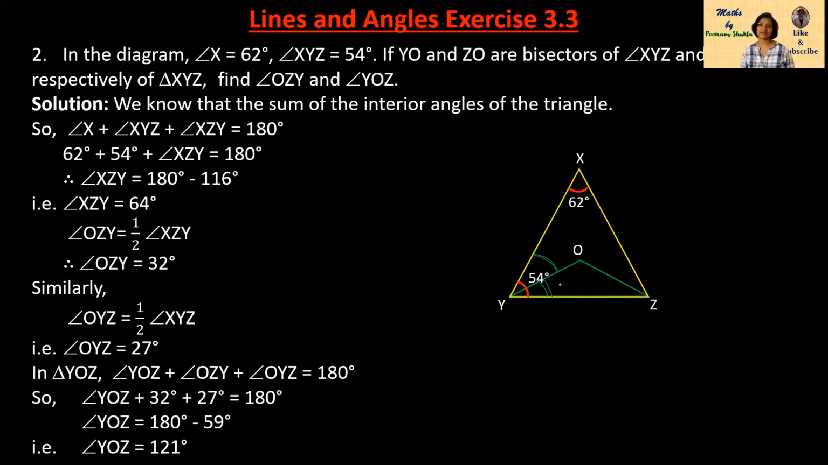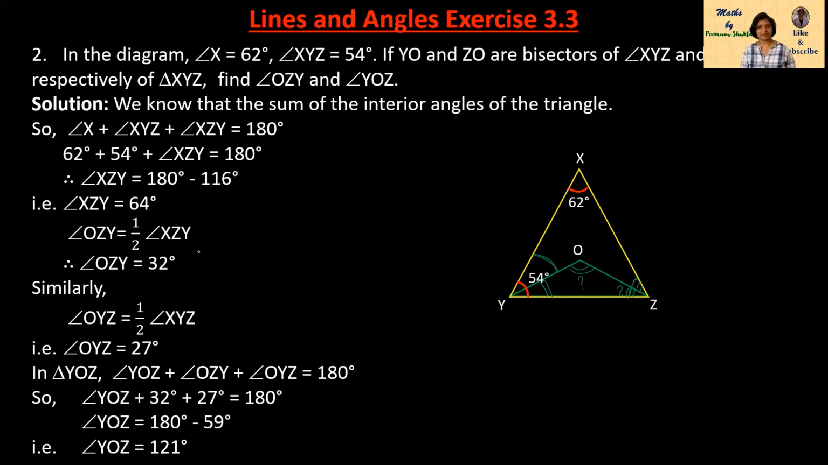So we got this angle, right? Now go ahead, and this is also a bisector, so this will be equal to this, whatever angle we find out. So in the solution, we have to find angle OZY and angle YOZ. OZY means this angle we have to find, and YOZ means this angle we have to find. This is very simple because in triangle XYZ we know two angles, so when we know two angles, the third angle is very easy to find, right?